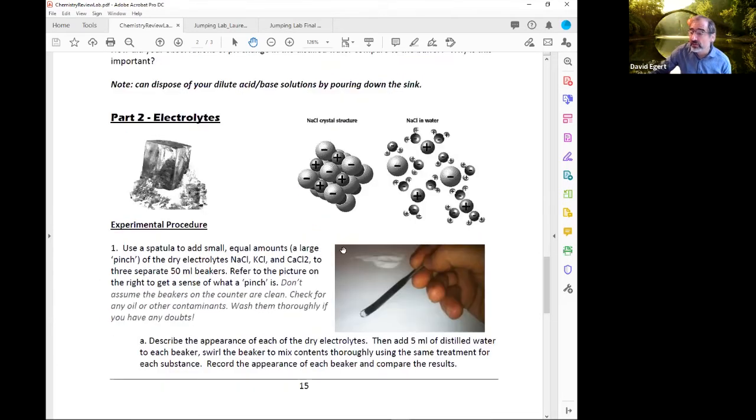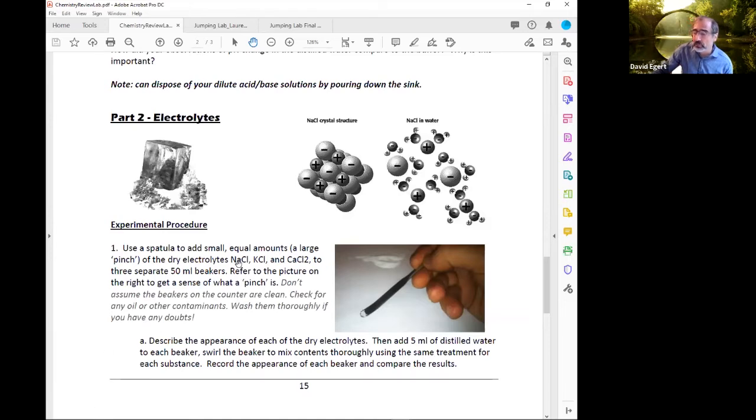And the basic idea here is you're going to watch us take a little bit of sodium chloride, potassium chloride, calcium chloride, add them to little beakers, take a look at it. And here it says, describe the appearance of each of the dry electrolytes. What that means is you are going to probably have to pause. I'm going to go over this with you, but then you can still look at these videos on your own. And you're going to want to write down in your lab notebook, longhand, part 2, 1A.